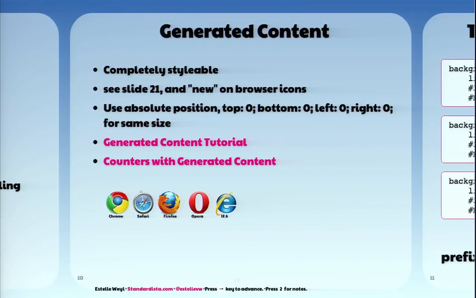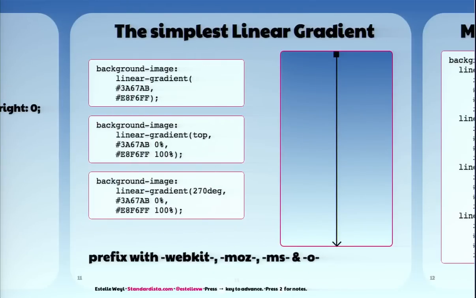If you say position absolute, top 0, bottom 0, left 0, right 0, it'll grow to take up the exact same size of its parent. So that's a neat little trick. But I wasn't going to cover generated content, so if you're interested, here are tutorials. What I did want to cover today mostly is animation and gradients.